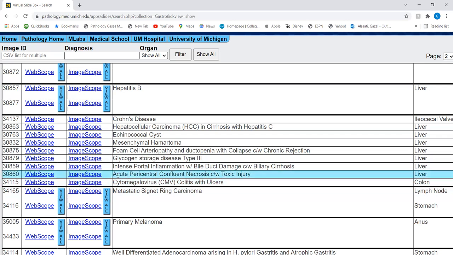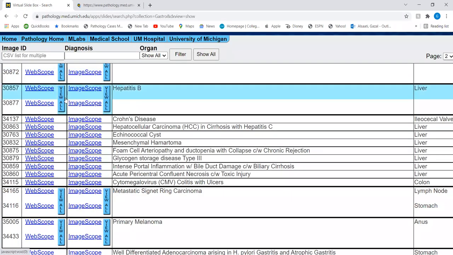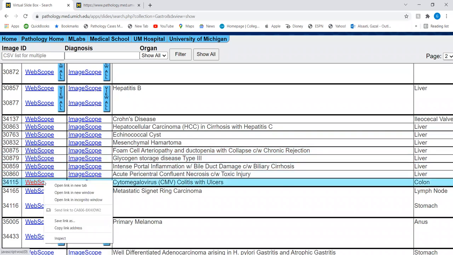Intense portal. Acute. Signet ring cell. Signet ring cell. Okay, perfect. Oh, there is a CMV in the colon as well. Okay, let's see. Where's your CMV? Yes, this one. Let's start with this one first.